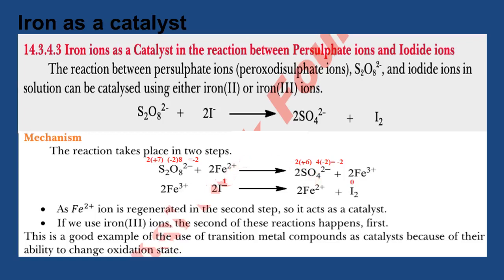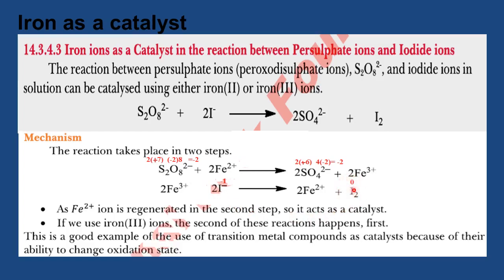Iron 3 ions, or ferric ions, are going to react with iodide ions and give us Fe2+ again and an iodine molecule. Now students, look at the oxidation states. Fe3+ is getting converted into Fe2+ by the gain of electrons, and 2I- by the loss of electrons is converting into I2, and the oxidation state of I2 is 0. So it is a decrease in the oxidation state.